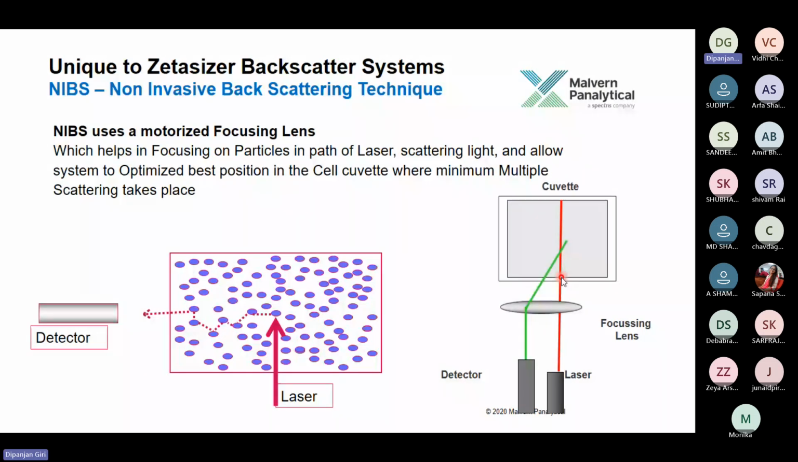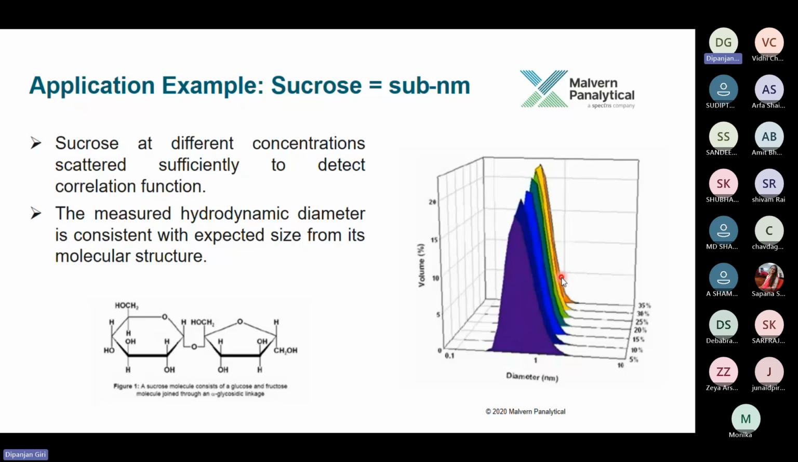So this is a very quick example. This is a sample in sucrose, a sucrose solution of different concentrations, as you can see, from 5 to 35. It scatters sufficiently to detect the correlation function, and the measured hydrodynamic diameter is consistent throughout the concentration range, with the expected size of around 0.6 nanometer for sucrose.